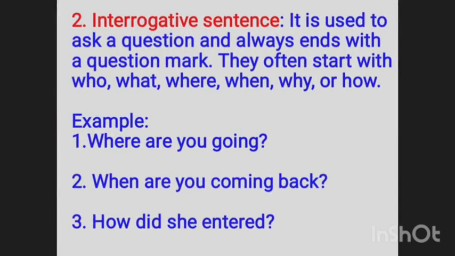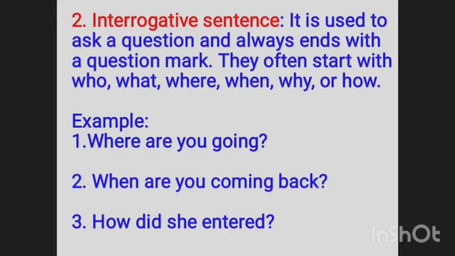We have the interrogative sentence. This is a sentence that is used to ask a question, and it always ends with a question mark. It often starts with who, what, where, when, why, or how. So they end with a question mark.